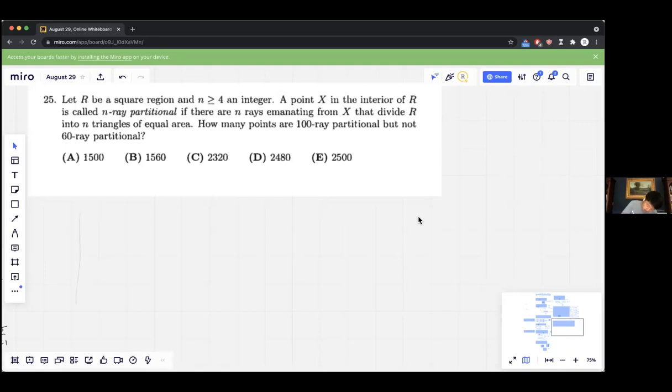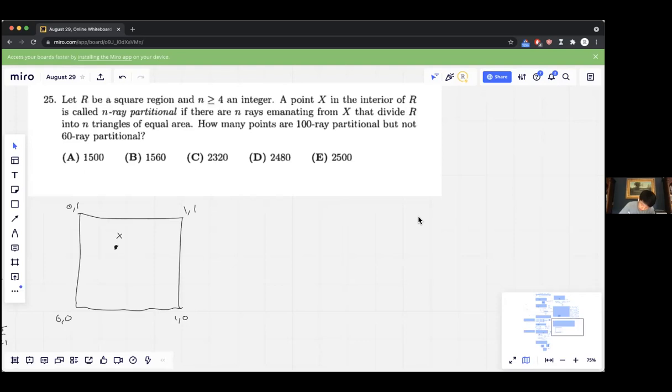Okay, so let's draw the square R, and we're going to assume it's a unit square. Firstly, the first thing you should notice is that X has to be connected to every single one of the vertices. This has to happen. Otherwise, you're going to form a quadrilateral.